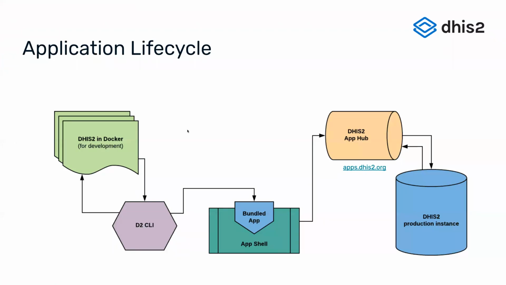So that's when you're actually developing an application locally. You then use the tool, the application platform, to bundle that application and put it into the application shell, and to publish that application then to the DHIS2 App Hub, where it can be installed into a DHIS2 production instance. We'll get into a little bit more about the App Hub, apps.dhis2.org next week as well.